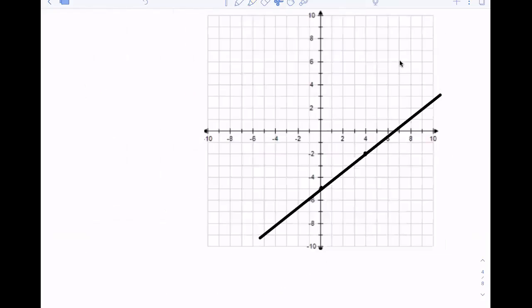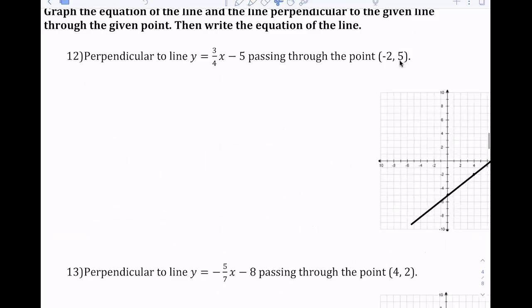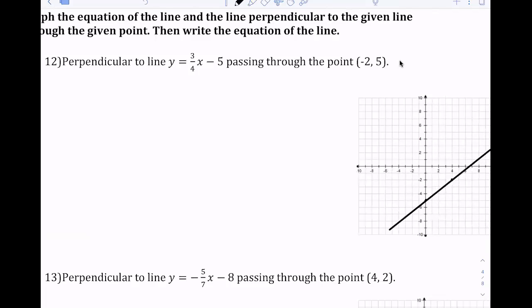All right. Now, here's what I need. Plot the point -2, 5. So I'm going to -2 and up 5. So there's that point right there. The slope of the perpendicular. What does that symbol mean? That's the symbol for perpendicular. What's the slope of the perpendicular?